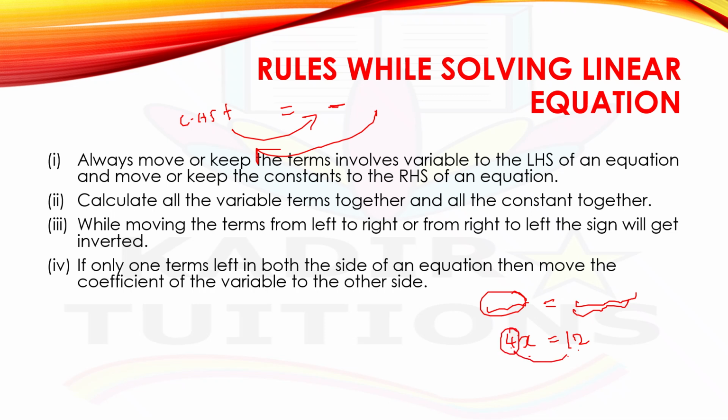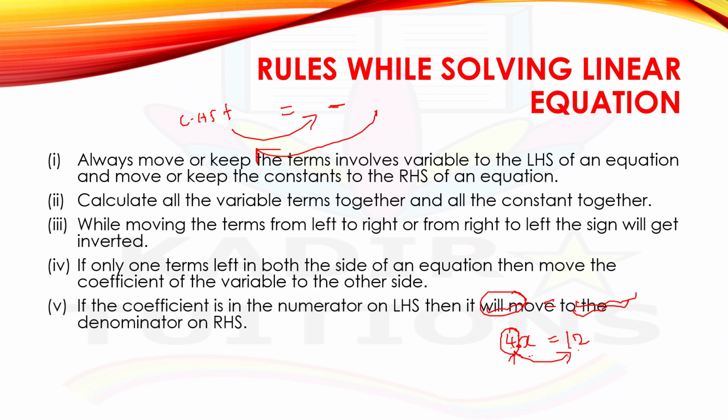variable to the other side, because we need to find the variable value only, right? So we don't want whatever coefficient exists. So we have to move that to the other side. Now this coefficient is multiplied with the term x. So when I'm moving this to the RHS, what is it going to become? It is going to become division. So this 4 is going to be the denominator of 12. Maybe here the coefficient is going to be 1 by 4 for the x.